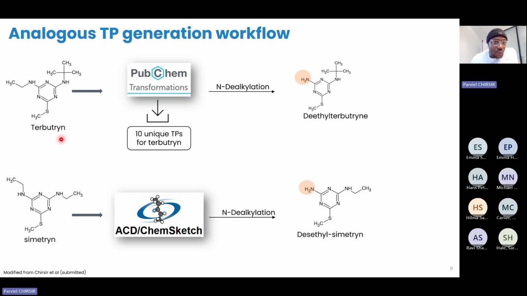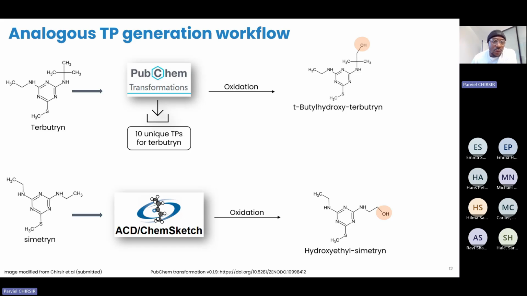So for example, terbutrin goes to D-ethylterbutrin through an N-dealkylation, which means it loses an ethyl group here. And you can see the transformation product has also lost an ethyl group. So I draw a similar transformation reaction for symmetrine, which has no transformation product in the database. I do a loss of an ethyl group, so this ethyl group is lost, to come up with ethyl symmetrine. This ethyl symmetrine in this case is what is called an analogous transformation product.